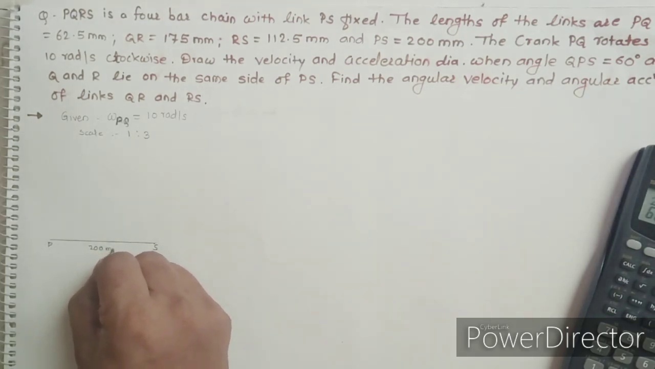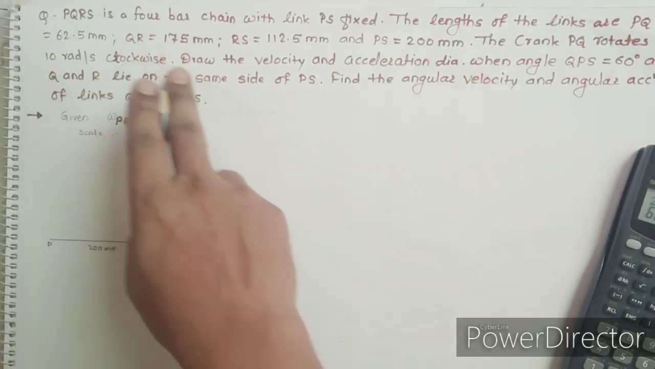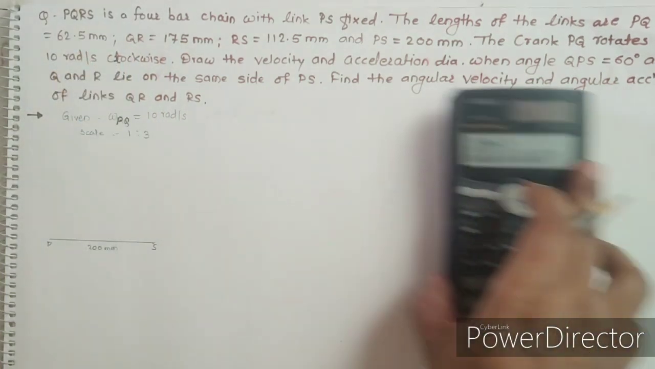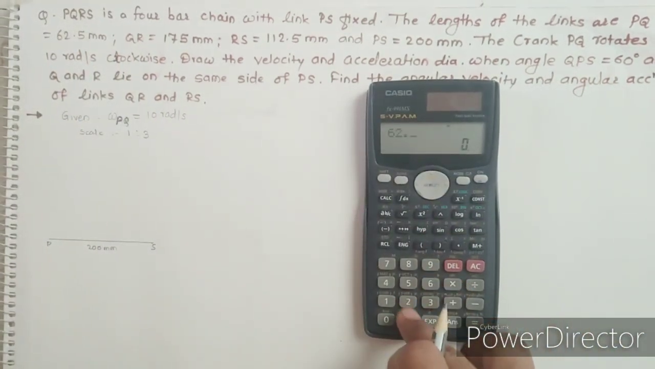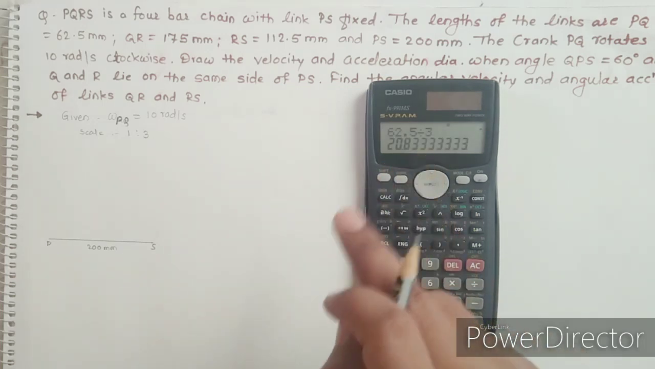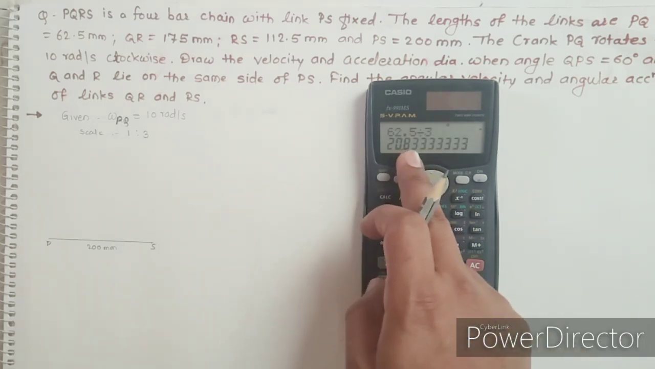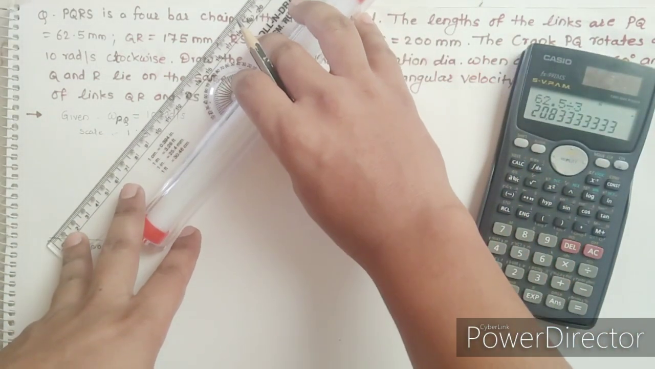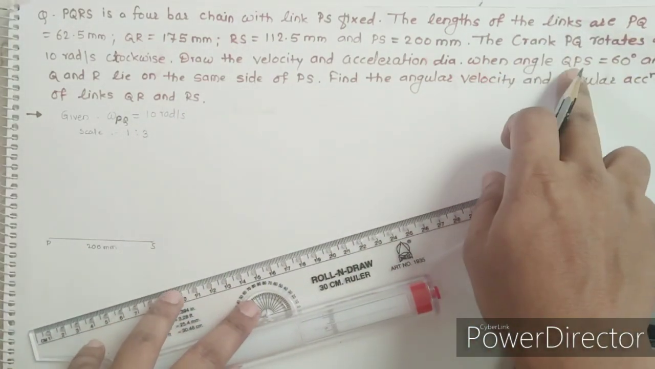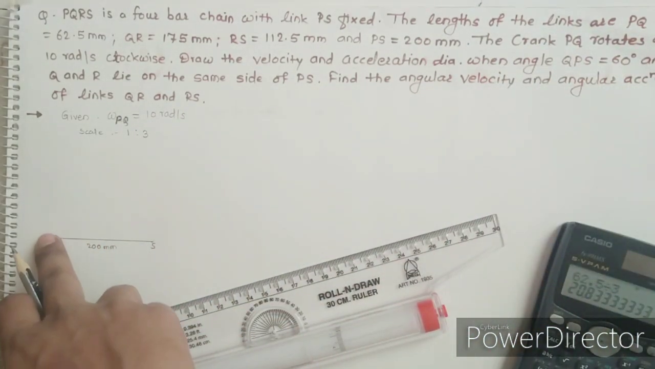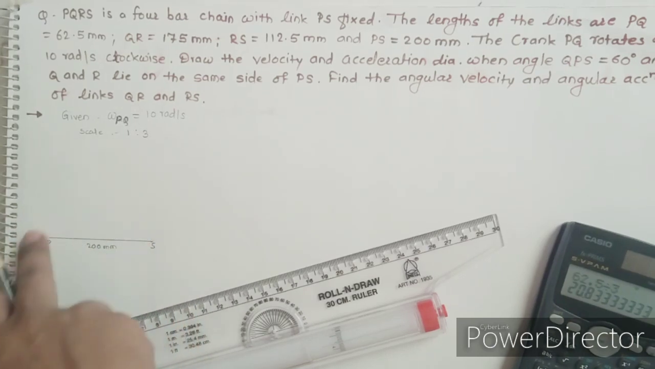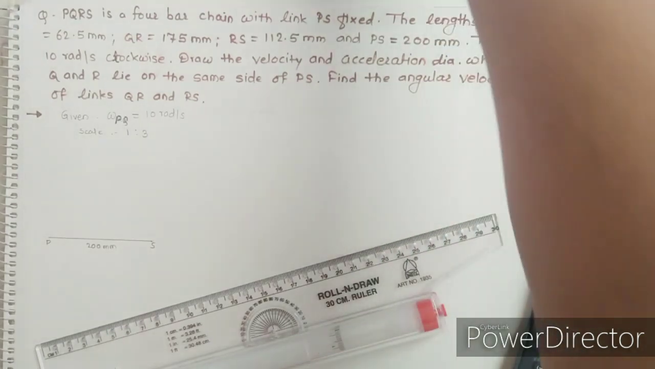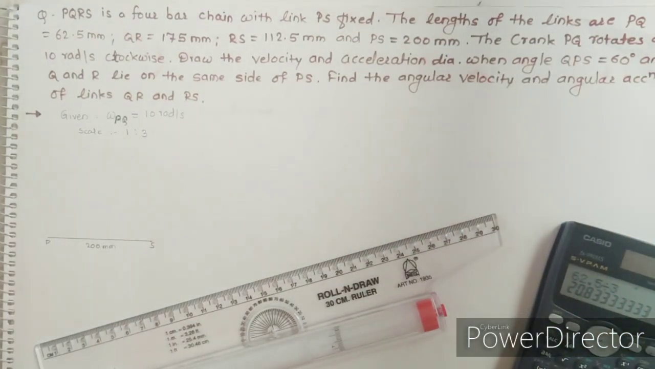Now next is PQ, which is the crank. PQ is 62.5, so 62.5 divided by 3 is 20.83, that is near about 2.1 centimeter, which is at 60 degrees. QPS means the crank has an angle of 60 degrees, so we have to draw 60 degrees at point P.